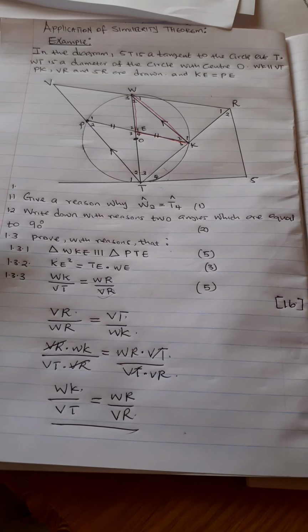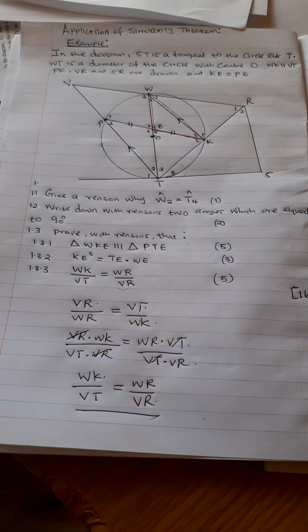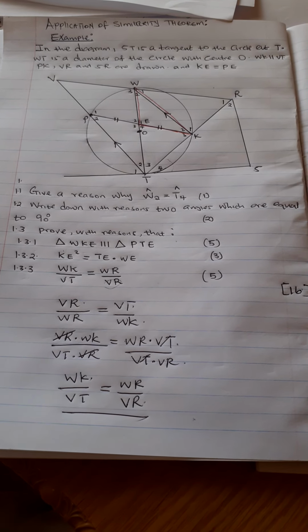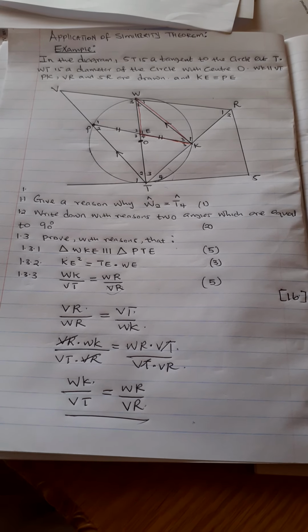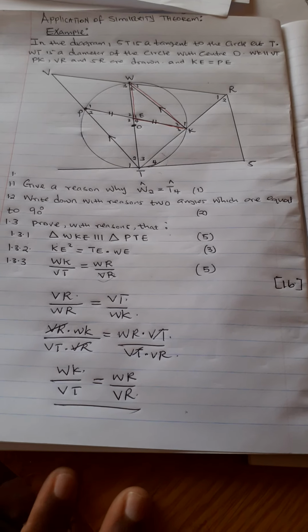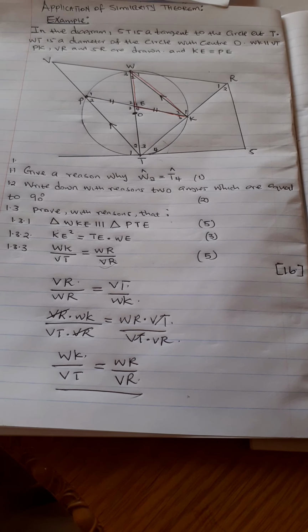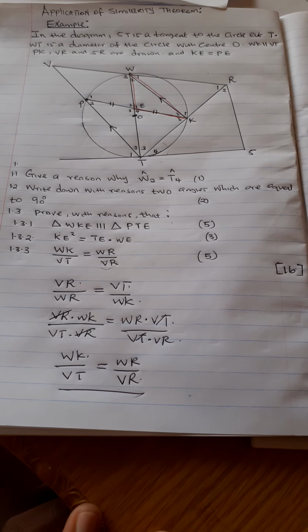Every time you get a question, analyze the diagram. And remember that similarity is a follow-up question. When you prove that two triangles are similar, then the other part deals with a proportion.